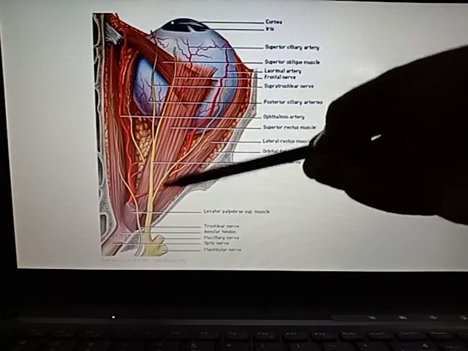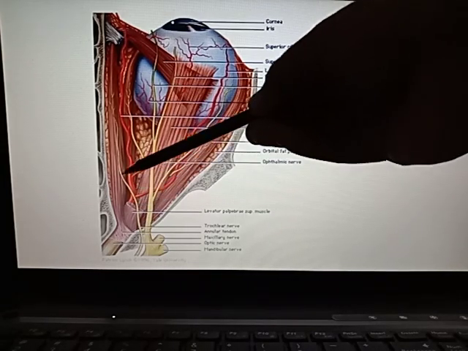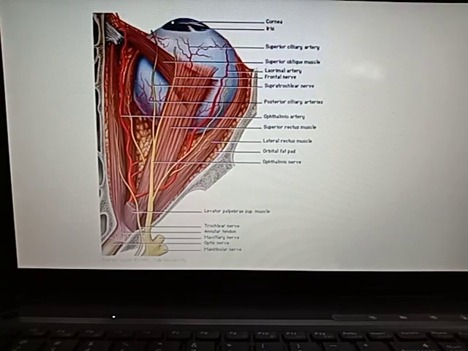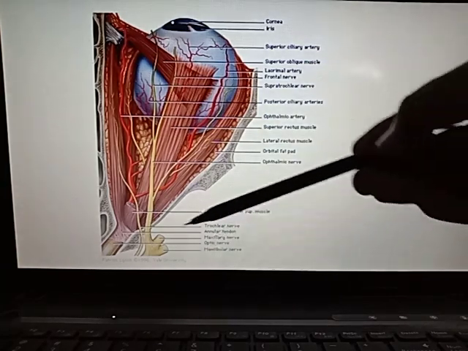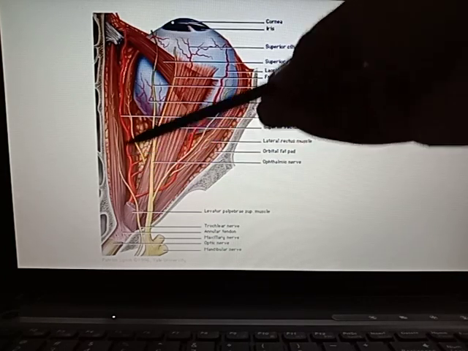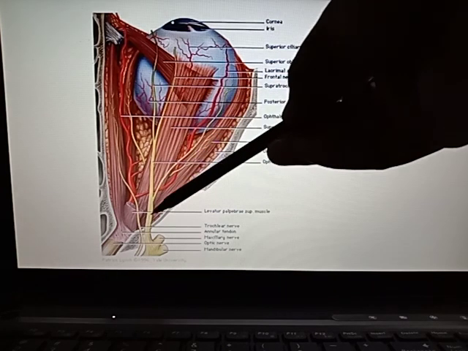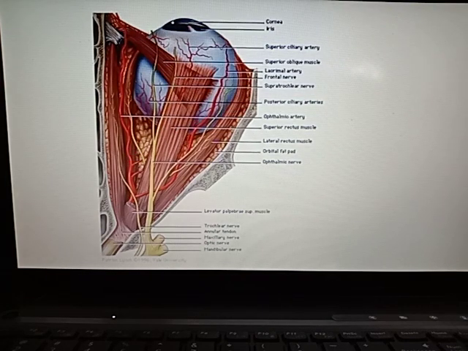Here, this is the trochlear nerve. It enters the orbit and ultimately supplies this muscle. This is the superior oblique muscle. Now, at first, it lies in between this ophthalmic nerve and this ophthalmic artery. Then it proceeds forward and ultimately goes medial to this ophthalmic artery and supplies this inner surface, or the ocular surface, of this muscle.